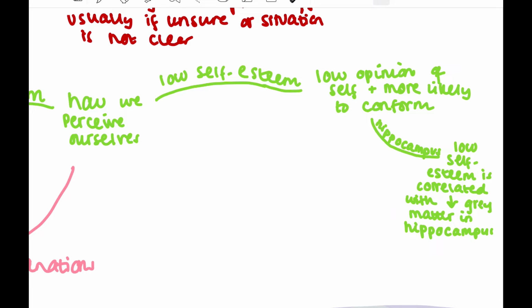So people with low self-esteem have also been found to have reduced brain tissue in this particular area in the brain. The hippocampus deals with emotion, amongst other things, such as memory. So there is potentially a link here. Now, we can't say that one causes the other, but there is an association there.